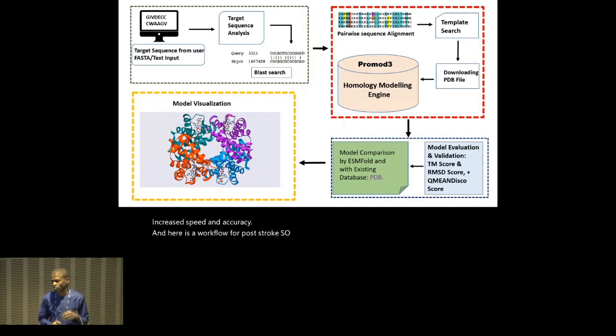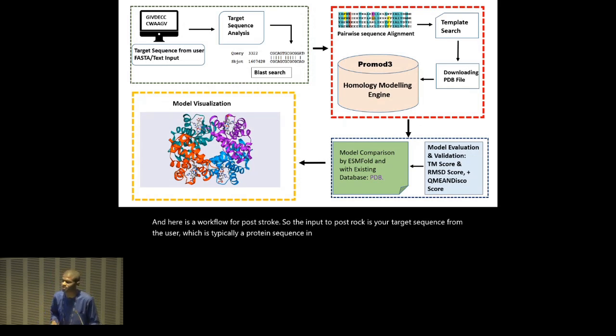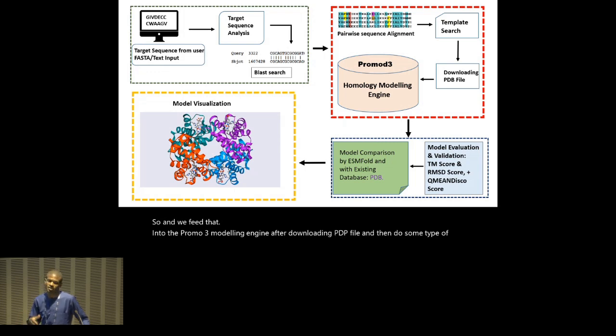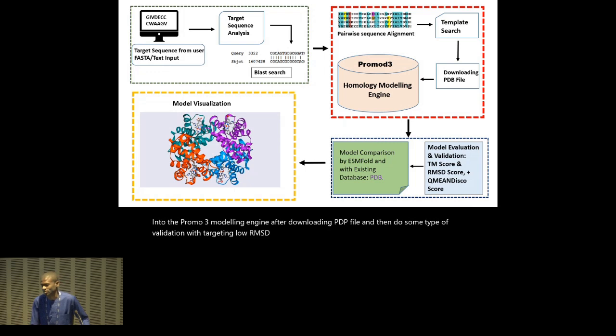And here is a workflow for Prostruc. So the input to Prostruc is your target sequence from the user, which is typically a protein sequence in FASTA format. And then we do pairwise alignment using the pairwise module from BioPython. And we feed that into the Promo3 homology modeling engine after downloading the PDB file. And then we do some type of validation, targeting low RMSD, which is typically what people do. And then we want a TM score that is as high as possible, closer to 1.